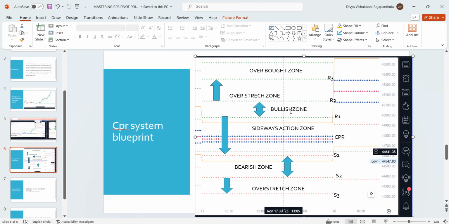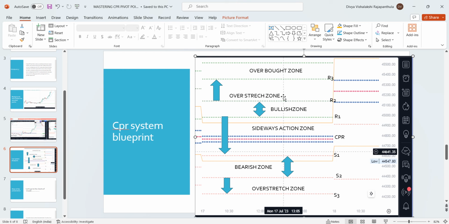Next to it is CPR. All these concepts are advanced concepts of the CPR. Let's go in a simple way. Now the R2 to R3 area is called the overstretch zone. That means when price crosses above the previous day high and R1, reaches R2, and closes above R1 and R2 and appears in this zone, this zone is called the overstretched zone.